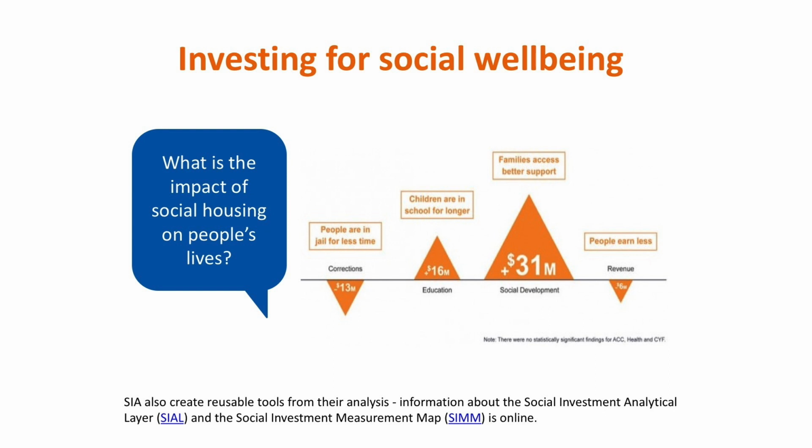The Social Investment Agency have focused on investing for social wellbeing, and in this example they were looking at the impact of social housing on people's lives, and you can see that there was some good positive impact for that. They were originally looking at a full return on investment, but the quality of the data that was available didn't really allow for that. But nonetheless, you can see there's less time in prison, more time in school, and able to access better support.